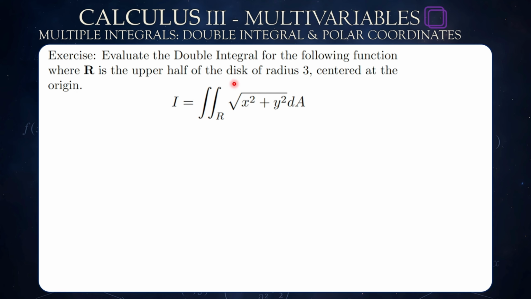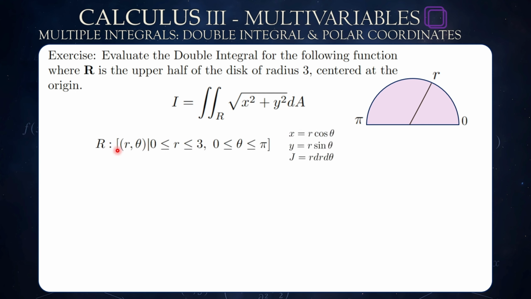At first, where R is the upper half of the disk of radius 3. So upper half of the disk means that theta is going from 0 to pi. It's no longer rotating the entire circle. And the radius is 3, so it is traveling from 0 to 3. This would be the illustration of that region. So theta is between 0 and pi, and the radius is from 0 to r equal 3. Region R is from 0 to 3, and theta is between 0 and pi. x equal r cosine theta, y equal r sine theta, and J, which is dx dy, becomes r dr d theta.